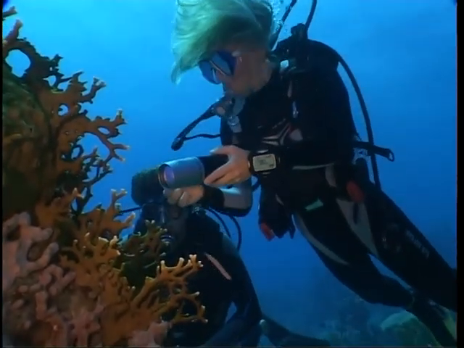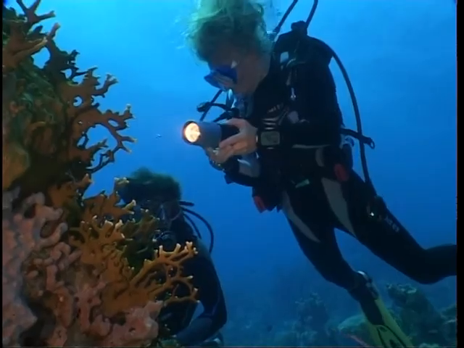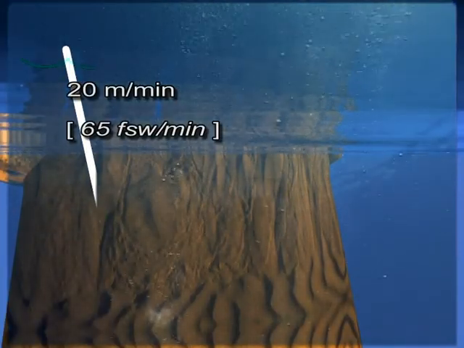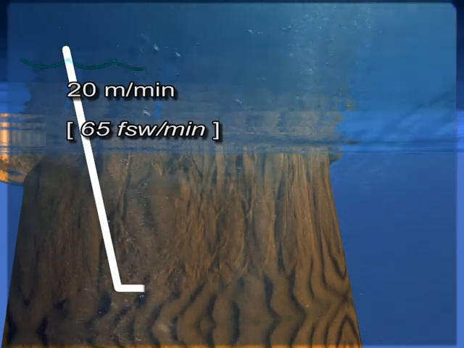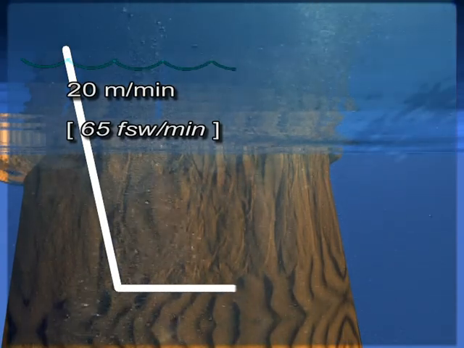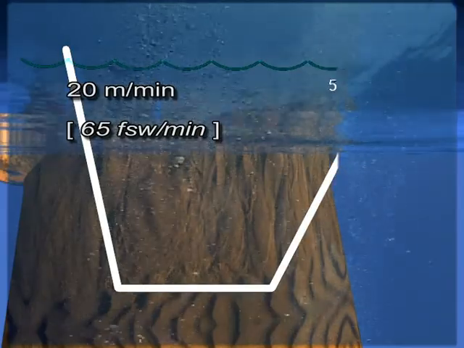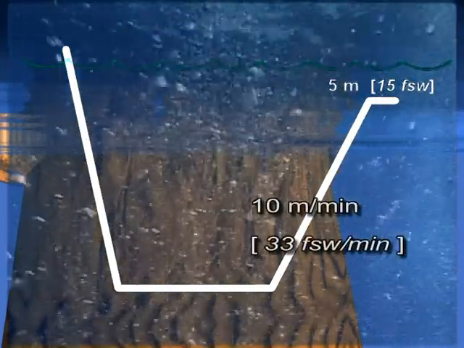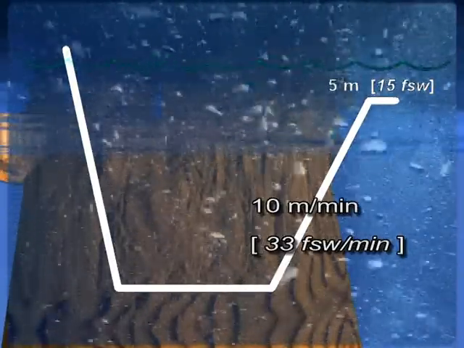It is extremely important to respect the rates of ascent and descent indicated on the tables. When using the PSS dive tables, the rate of descent is 20 meters per minute, 65 feet per minute, and the rate of ascent is 10 meters per minute, 33 feet per minute.